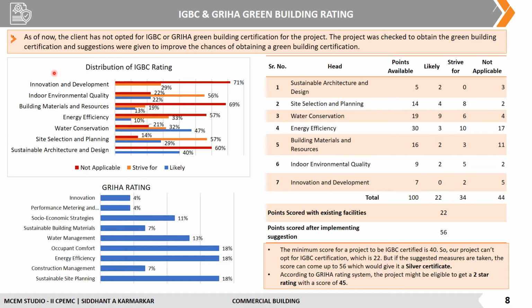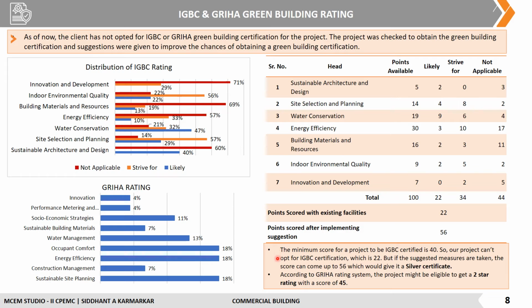The graph here shows the distribution for IGBC rating under these heads. Similarly, the second graph shows the distribution of rating under Griha system. The table here shows points scored with existing facilities and points scored after implementing suggestions for the IGBC system.